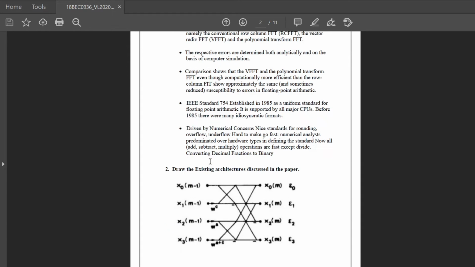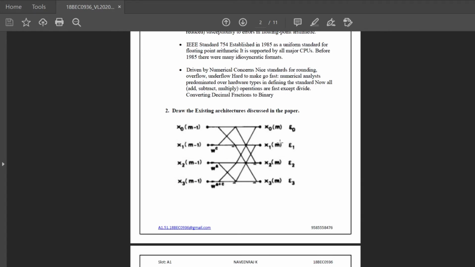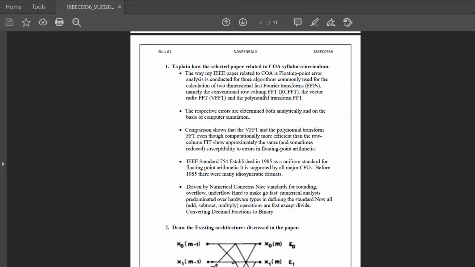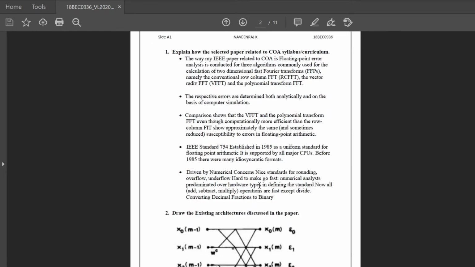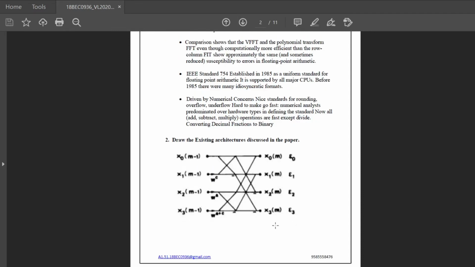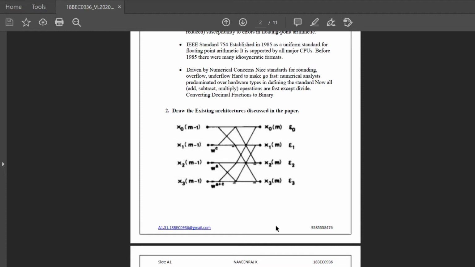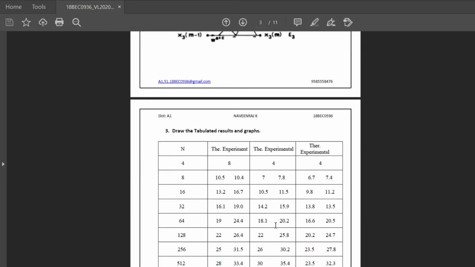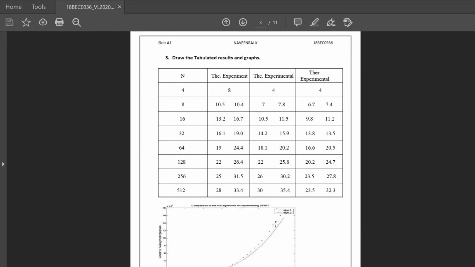That's all. So this is the existing architecture discussed in this paper, and I made this diagram using Photoshop. This represents the RCFFT, the row column FFT, which is more efficient in analyzing the floating point error. Okay, and I have tabulated the results and graphs.